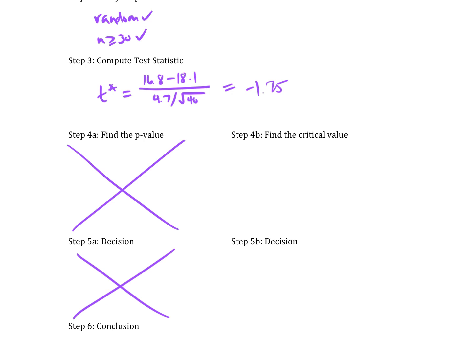So find the critical value. So my degrees of freedom are what? 39. At the alpha equals 0.1, what type of test is this? Left-tailed. So go to your T chart. Go look up that T value. So right, T value is 1.304. Because it's left-tailed, make it negative.